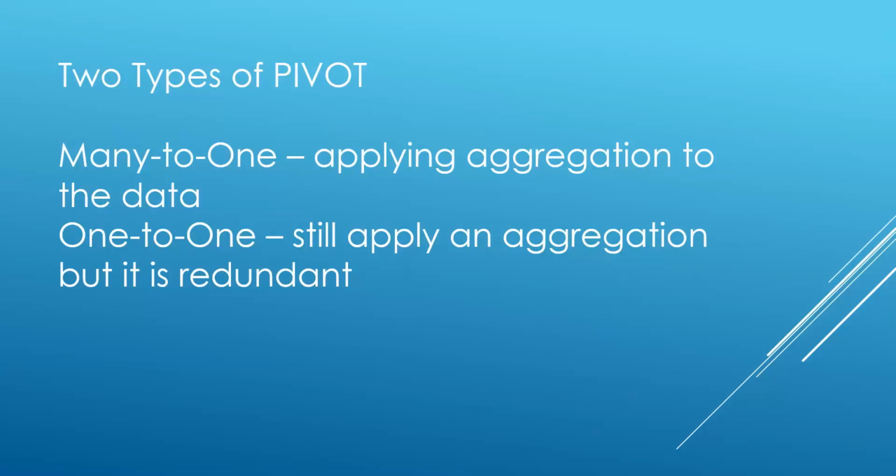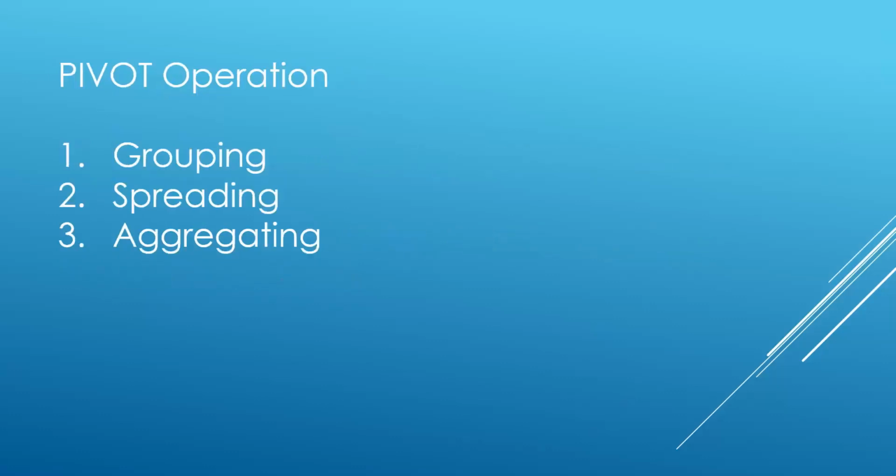And then there is one-to-one, in which case we still use an aggregation, but it is redundant. In that case, all we are simply doing is transferring values from rows to columns. And I'll go through both of these examples shortly. The pivot operation can be broken down into three steps, and they are grouping, spreading, and aggregating. And we'll talk about those a bit more as we go through the examples.